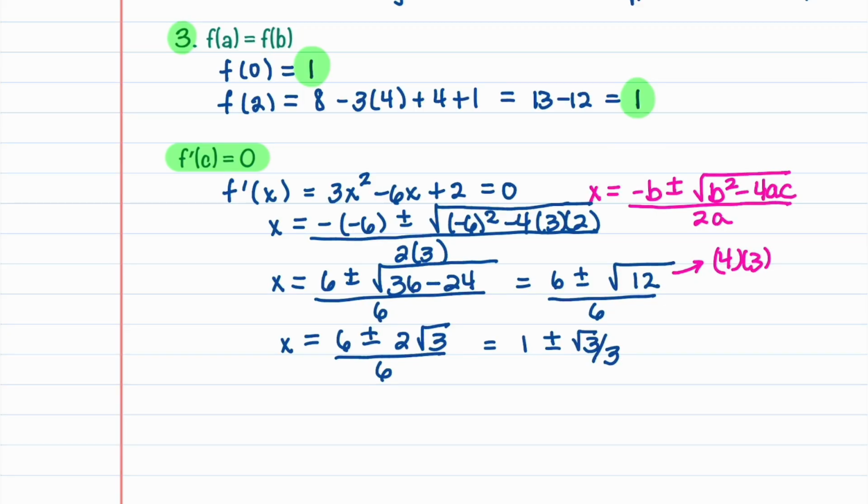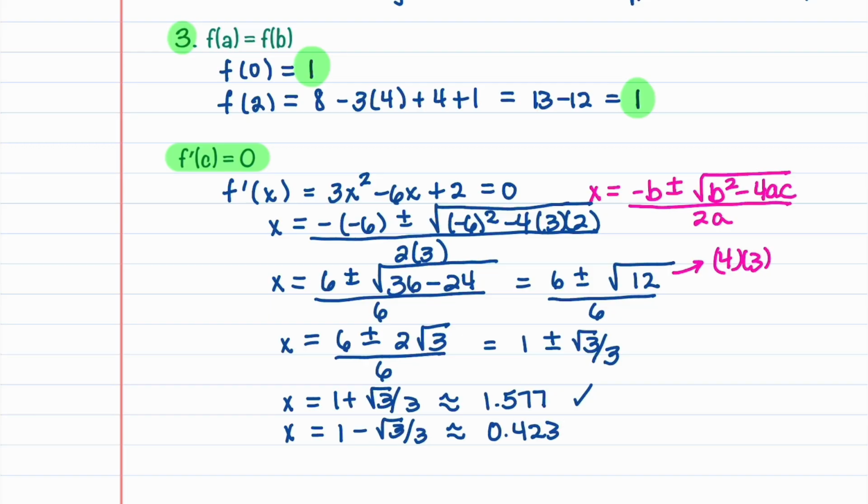Now what we have to do is determine if these points are in our interval from 0 to 2. Let's look at these individually. The first one is x is 1 plus root 3 over 3. Putting that into our calculator, we get approximately 1.577. That is between 0 and 2, so that one will work. Now let's look at the second one. X is 1 minus root 3 over 3. That is approximately 0.423. So that one also works. It is between 0 and 2.